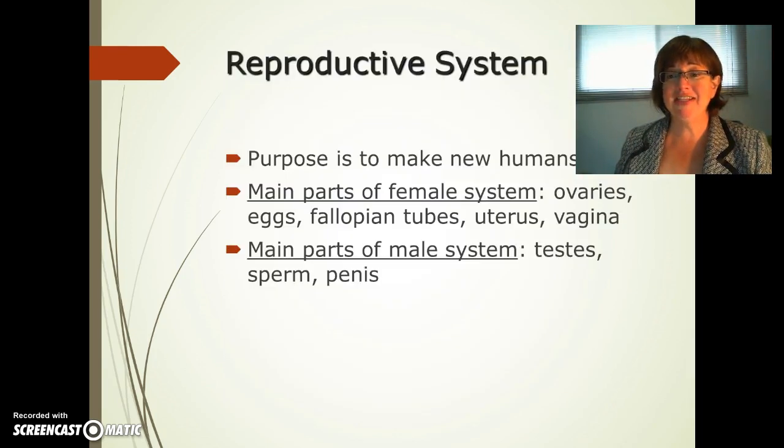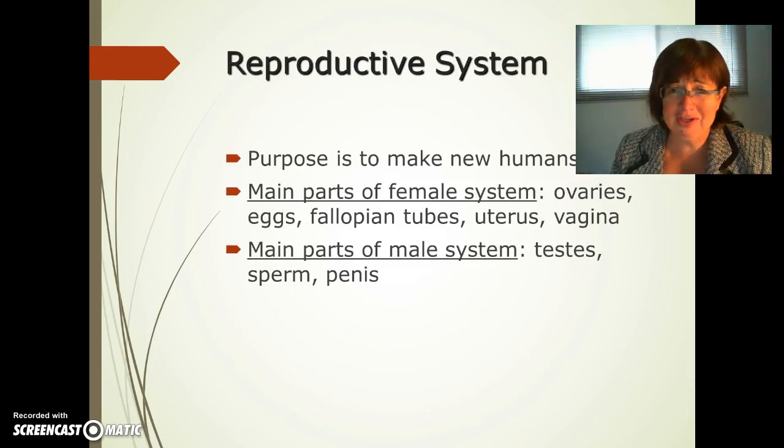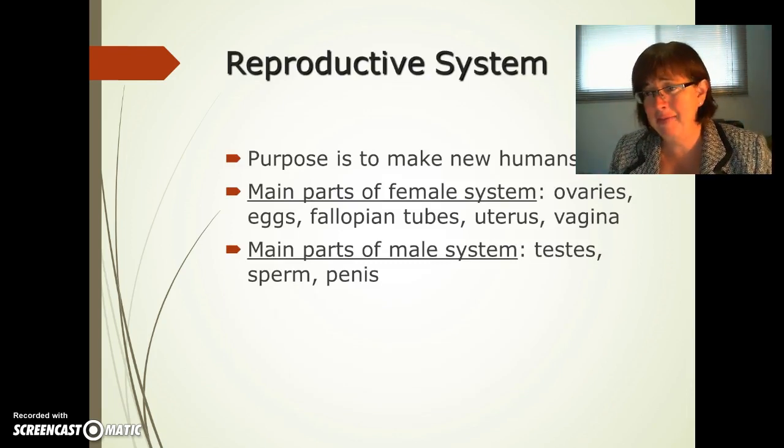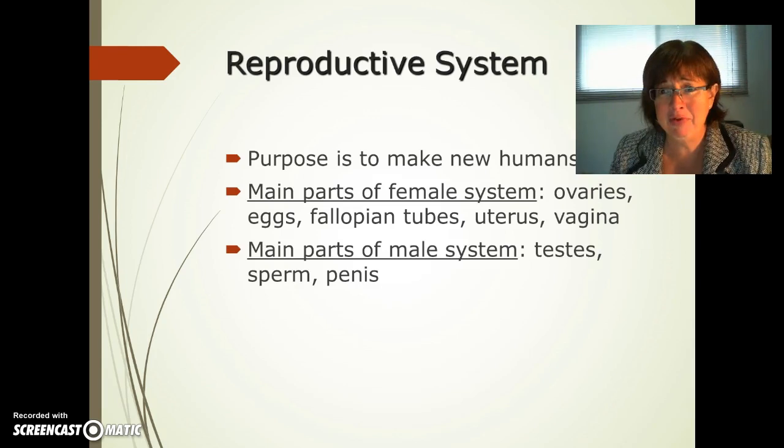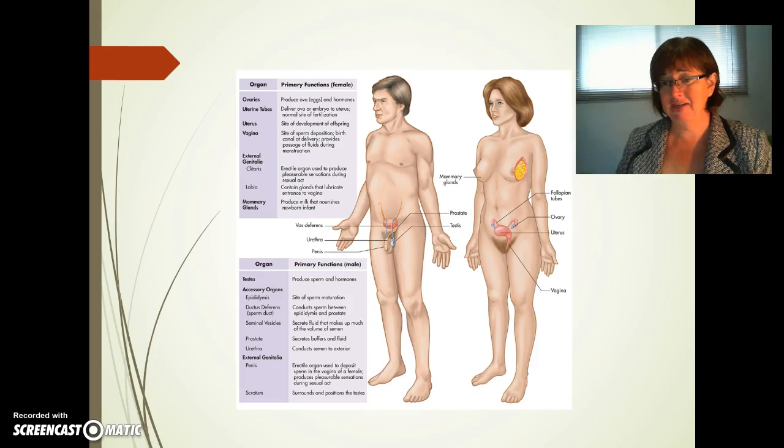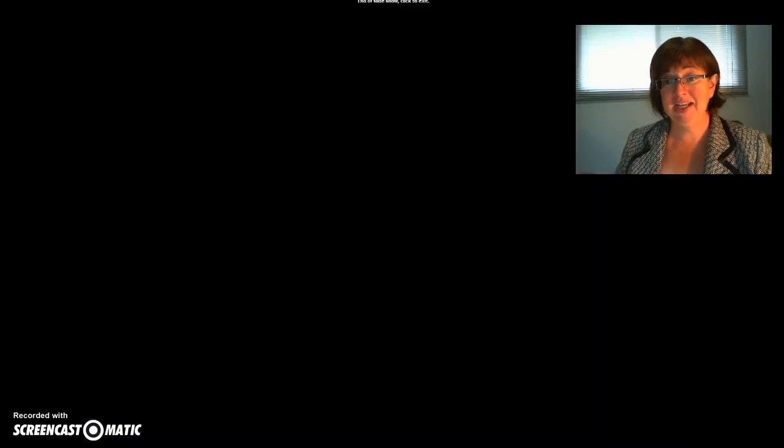Good. Reproductive system. Reproductive system is to make new humans, and we're going to focus mainly on making babies, even though there's a lot to do with the reproductive system. The main parts in the female are ovaries, which hold the eggs, fallopian tubes, uterus, vagina, and for men, the testes, the penis, and the urethra. And again, we'll go into more detail on that later.